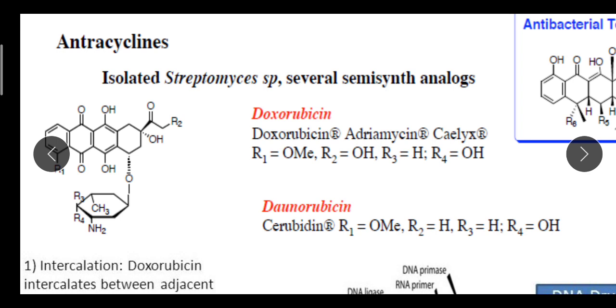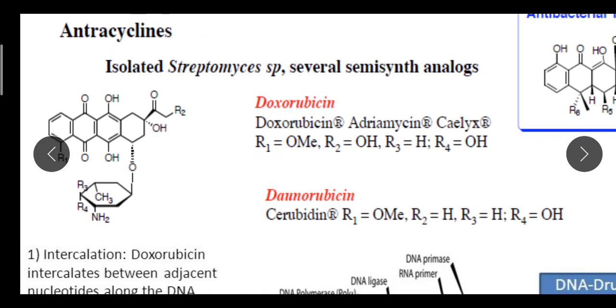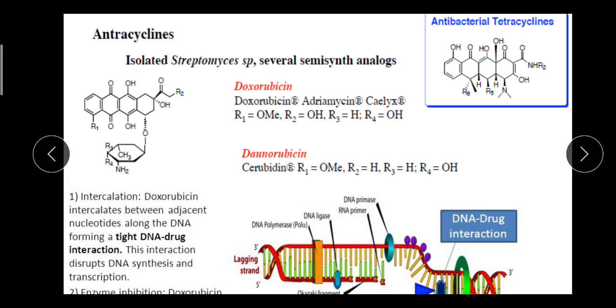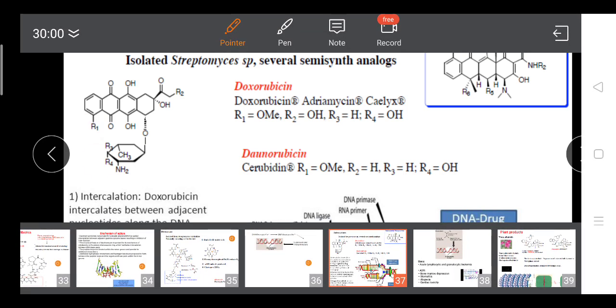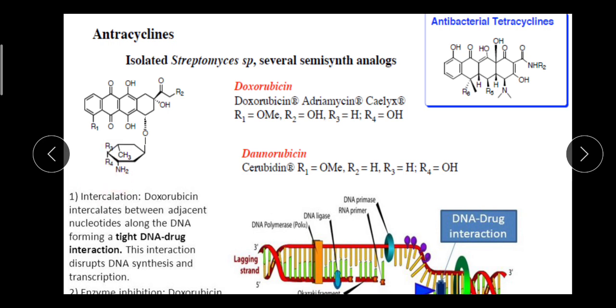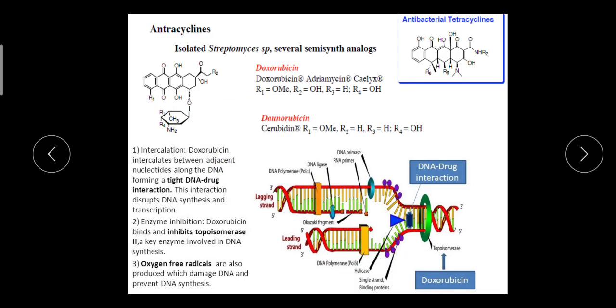It consists of two drugs, doxorubicin and daunorubicin. Here in doxorubicin, R1 is methoxy, R2 is OH, R3 is H, R4 is OH. These are the different positions, R1, R2, R3, R4, depending upon the functional group. There are two drugs, doxorubicin and daunorubicin. They are also obtained from different Streptomyces species.